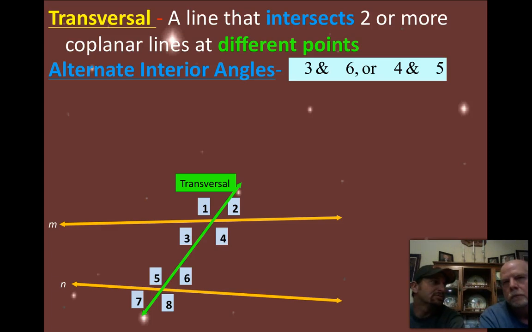Our angle signs didn't come up. Oh, were they there before? I don't know. I think we're just numbering them.